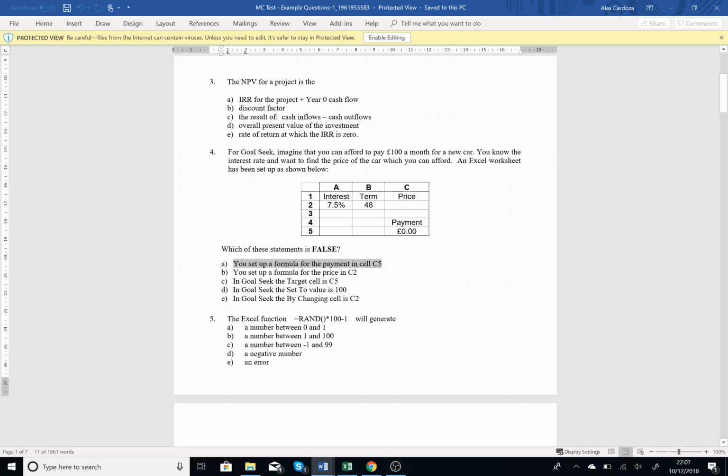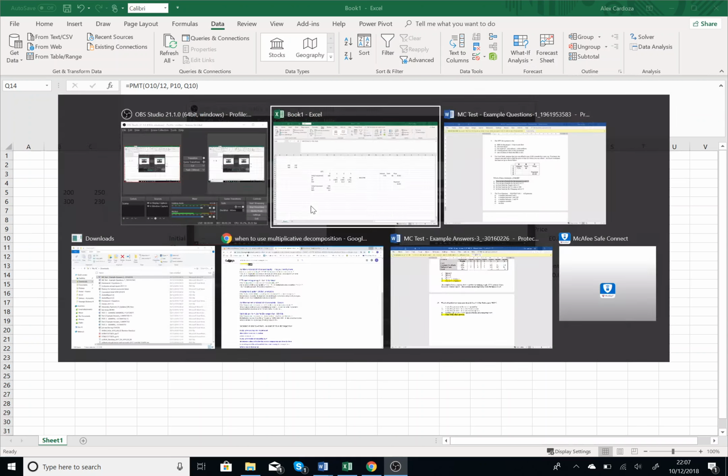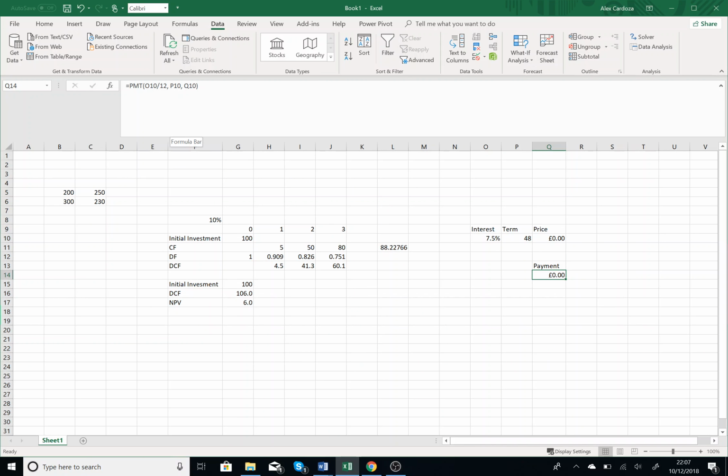You set up a formula for the price in C12, which should look like that. Take the interest rate divided by 12, PMT formula, number of periods, and then your present value.